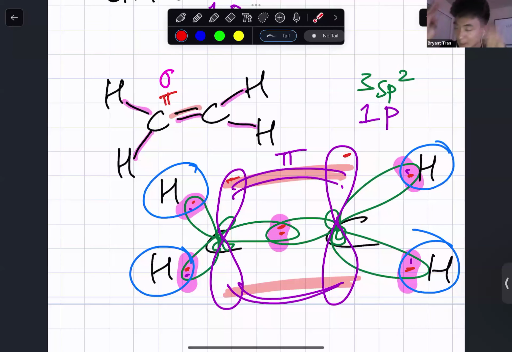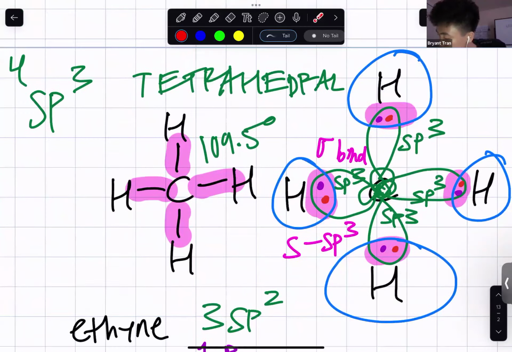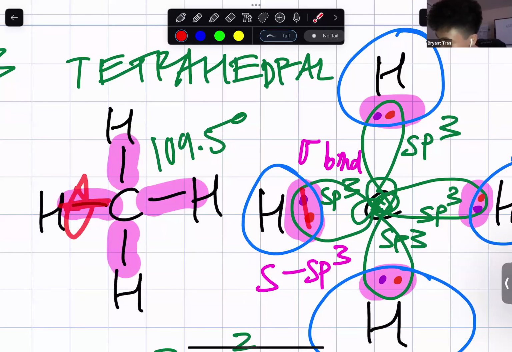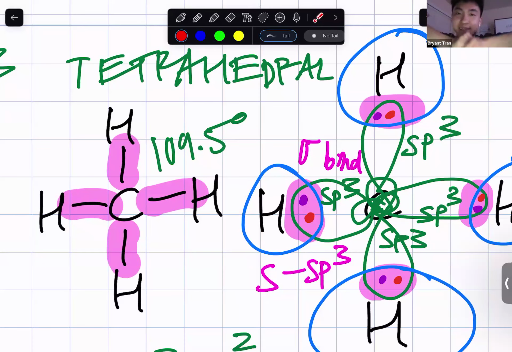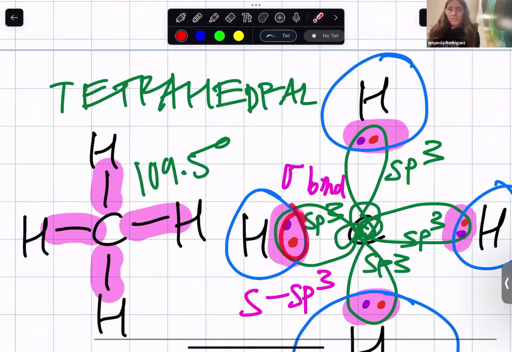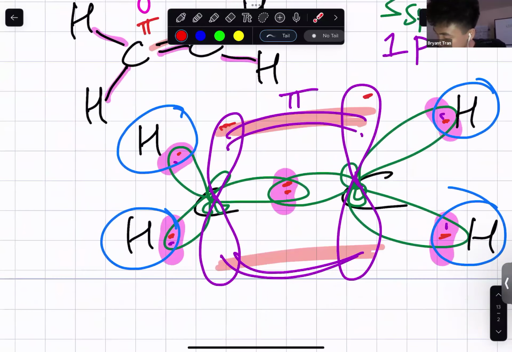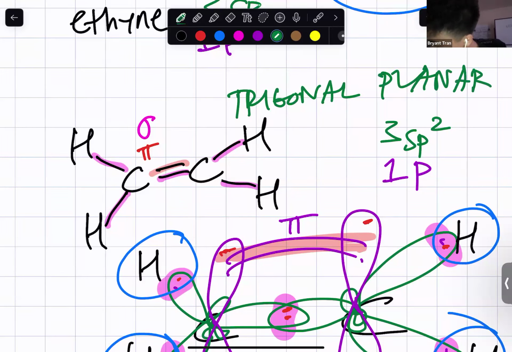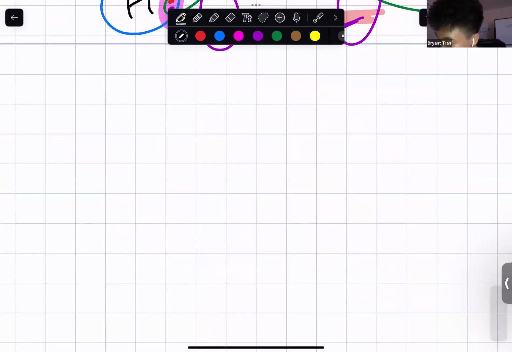We can't rotate it. But if you look at the previous example, we can rotate this bond right here because this is a head-on overlap. Like they're connected like that, which can rotate, right? And they're still connected like that. Okay. And this right here is going to be trigonal planar if it's sp2, and the bond angle between them is 120 degrees, like that. Okay. Now let's move on to ethyne.